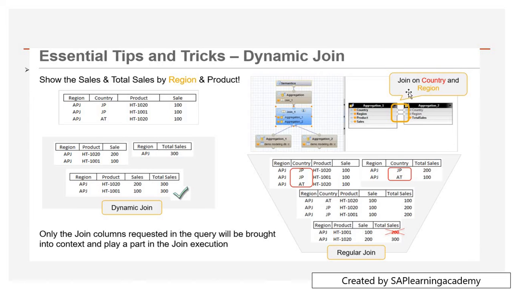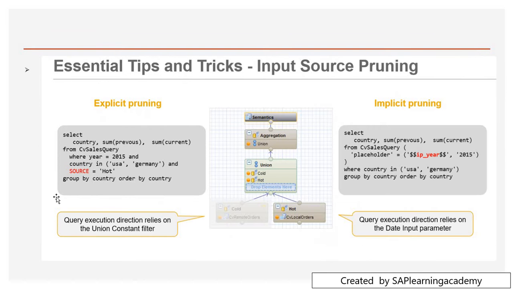So you can do the join on country and region together. So that helps in order to have the correct data, and also your join can be pretty much faster than the regular join. So you can have multiple joins like this in the slide. Now coming to the next slide, that's also a very important one, that is the input source pruning.